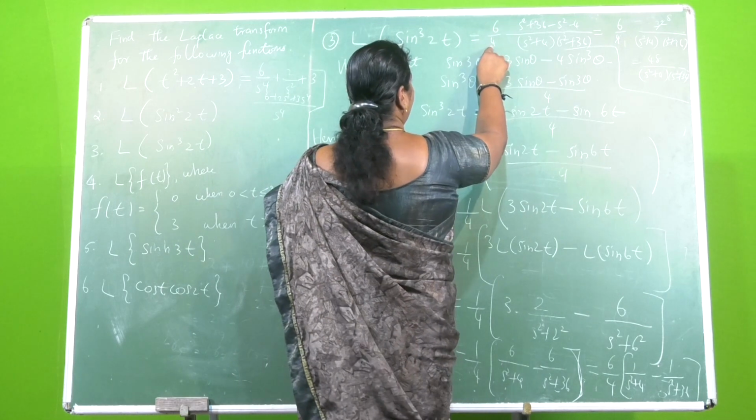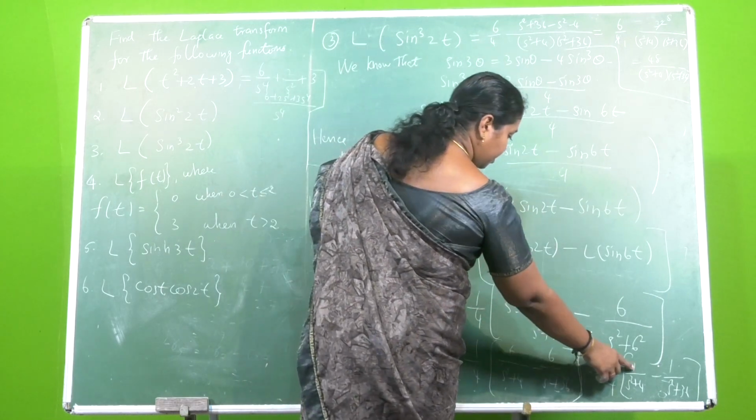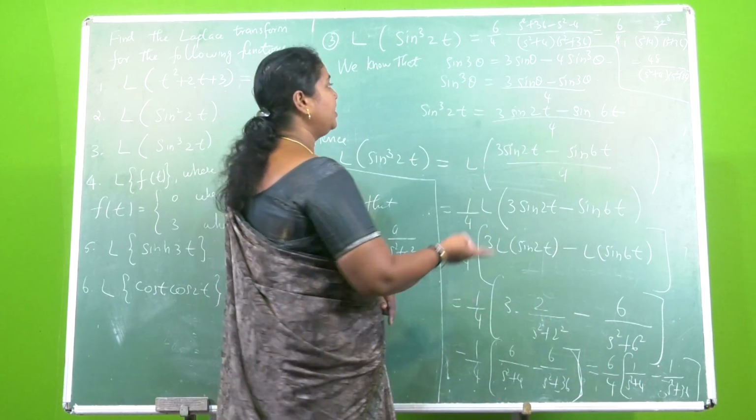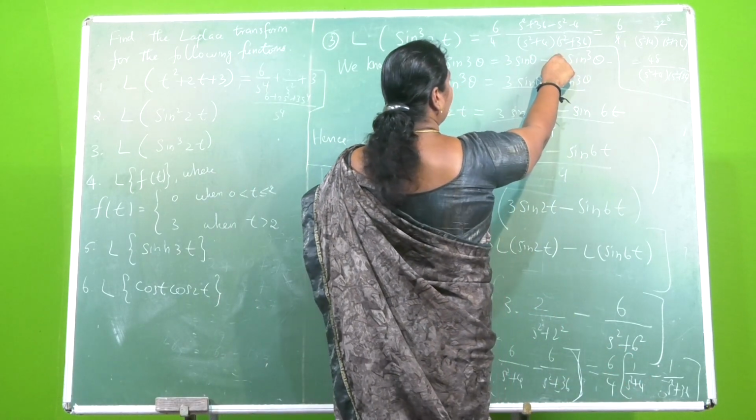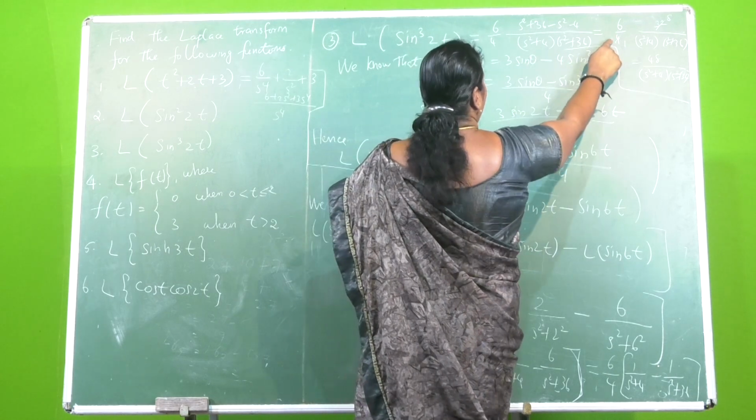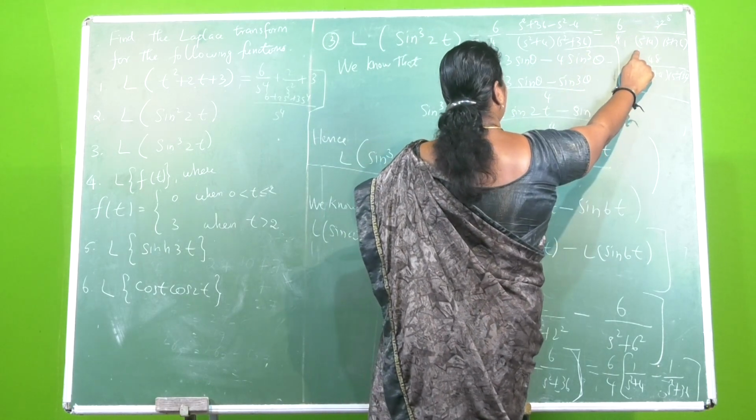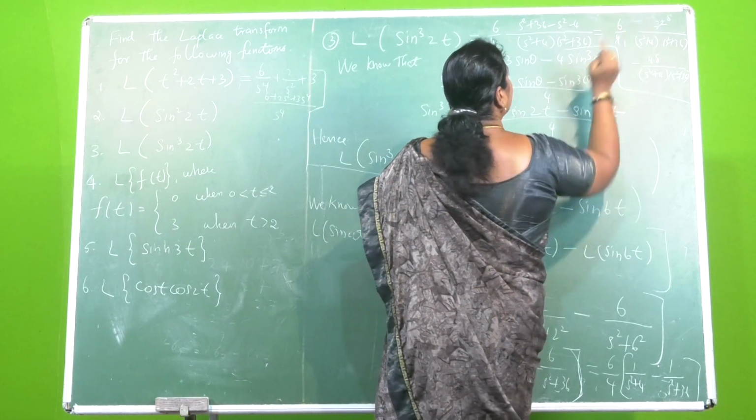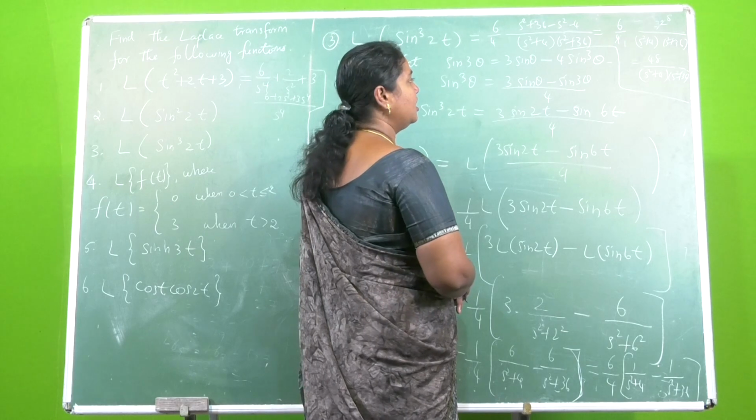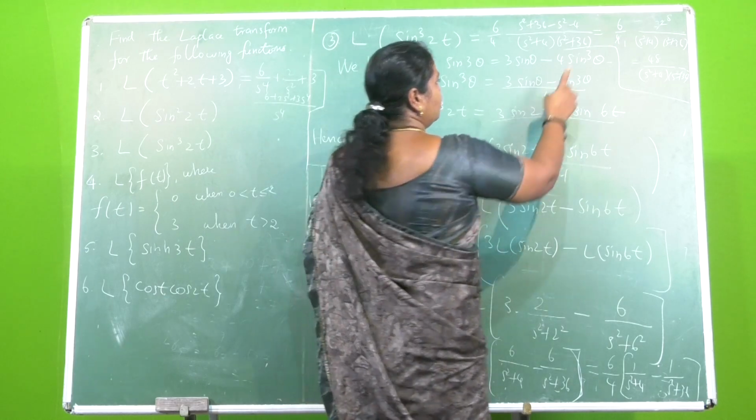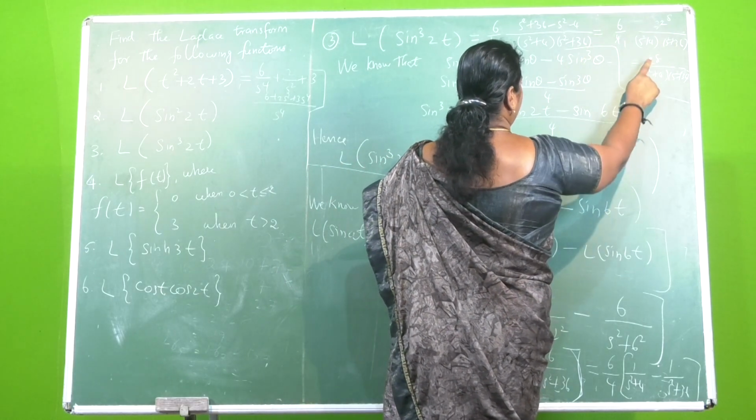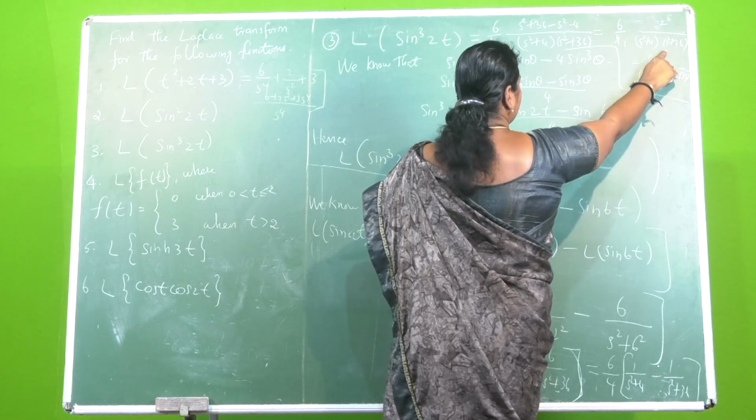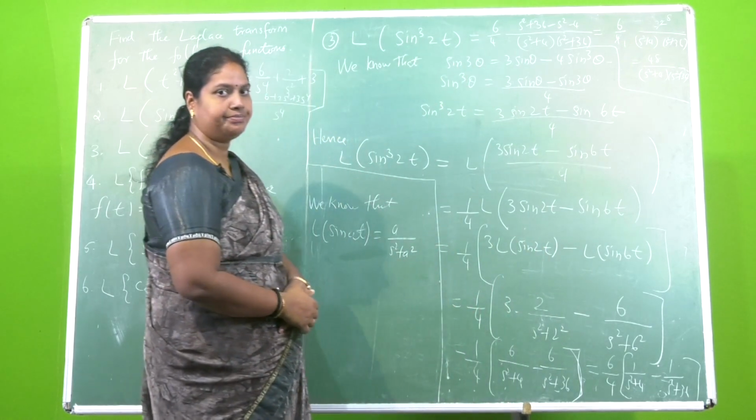So 1 by 4, 6 times 1 divided by s square plus 4 minus 1 divided by s square plus 36. If we take the LCM in the partial fractions, we will get 6 divided by 4, 32 divided by s square plus 4 into s square plus 36. If you take this 4 and 32 into consideration, this will be nothing but 8. So the balance is 6 into 8, 48, 48 divided by the denominator s square plus 4 into s square plus 36.